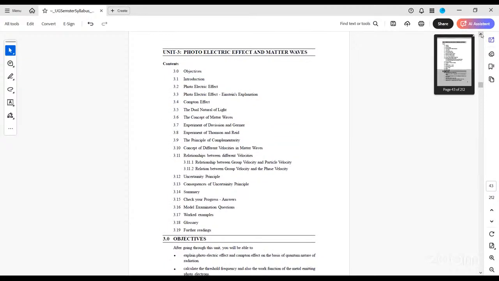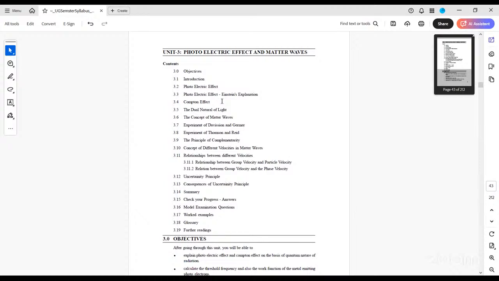Today, block two, unit three, we will discuss block two, unit three. In that, the chapter is photoelectric effect and matter waves. In photoelectric effect, we will see the introduction of photoelectric effect and how Einstein explained this photoelectric effect. Next, we will come to the Compton effect and dual nature of light.